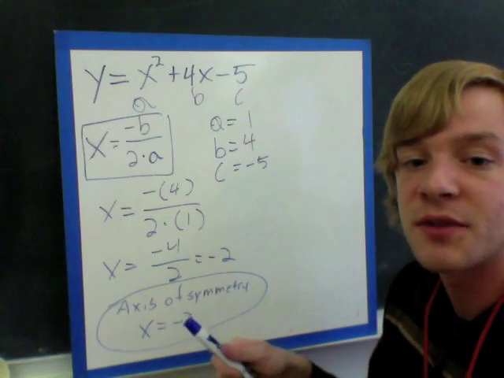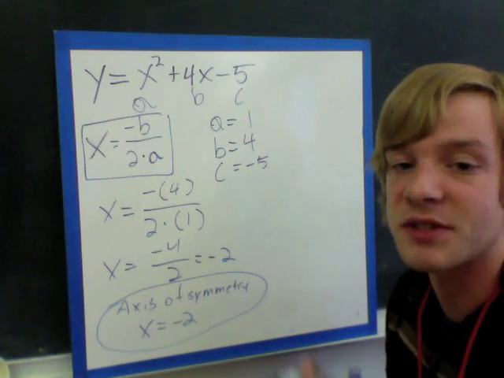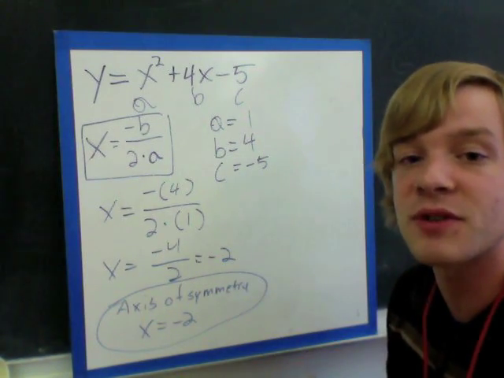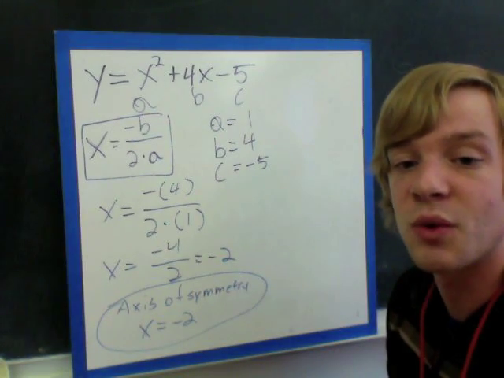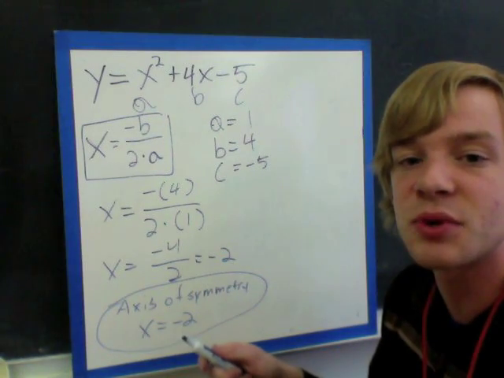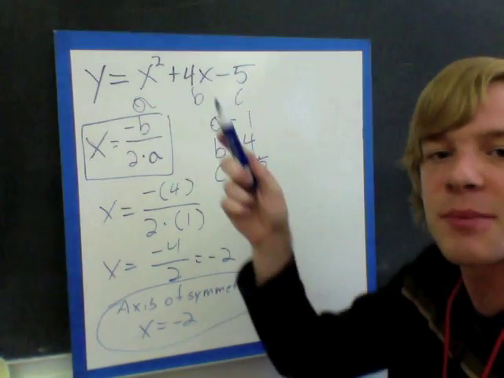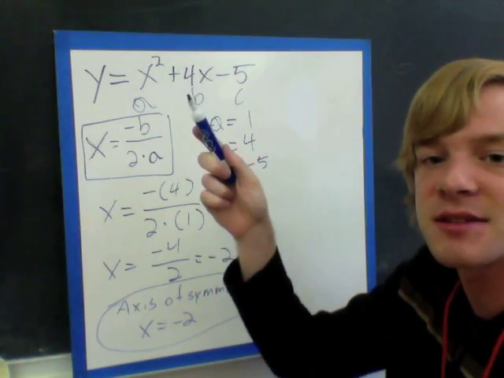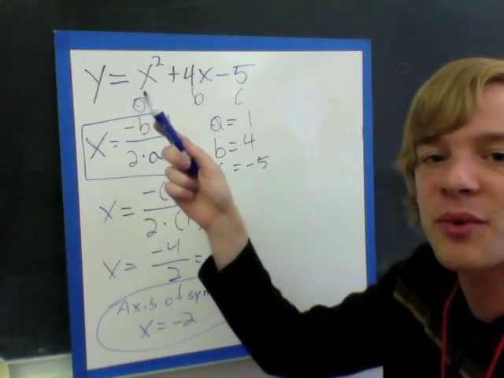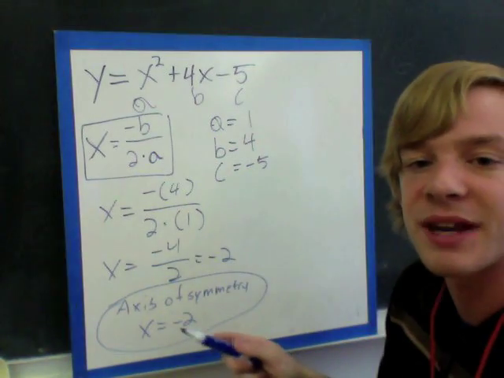In fact, the negative 2 is going to be part of our vertex. It's going to be the x value. All we have to do now is find our y value. So what we're going to do is take this negative 2 and plug it into our equation up here. So I'm going to replace both of my x's, the one with the 4 and the one with the x squared, with negative 2.